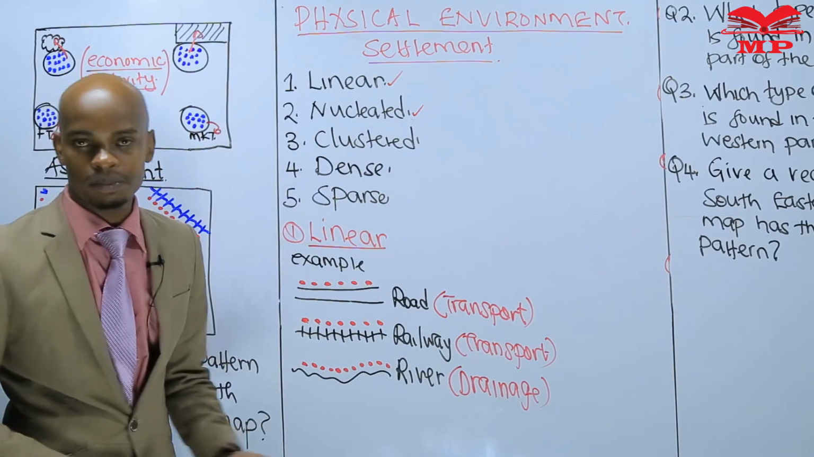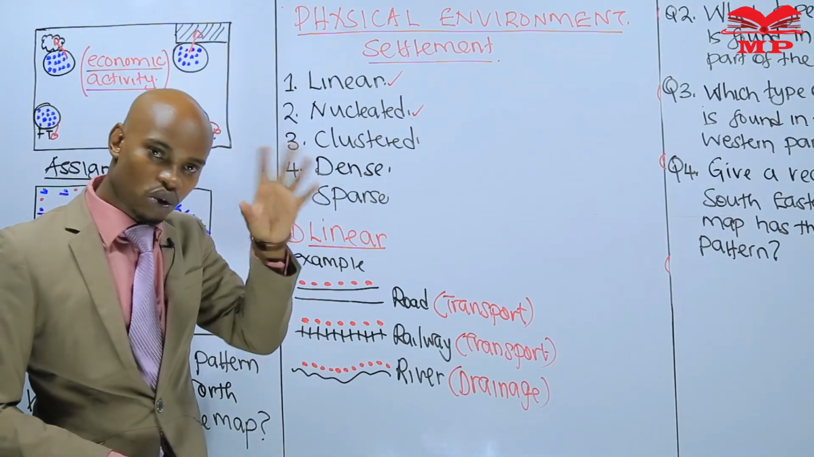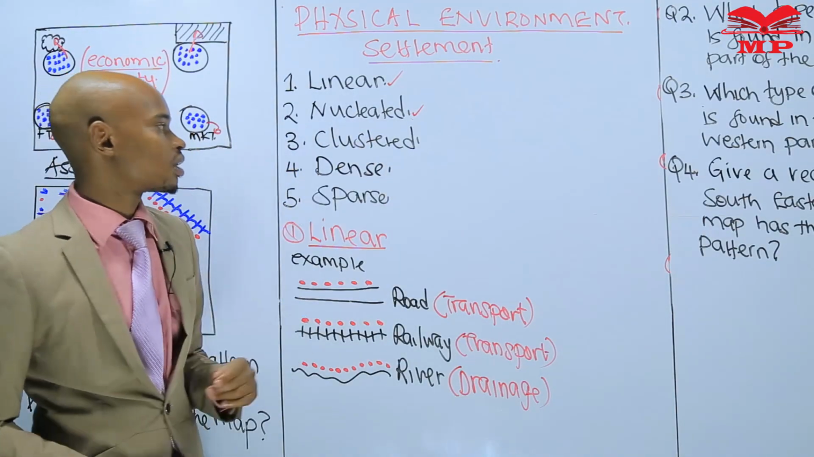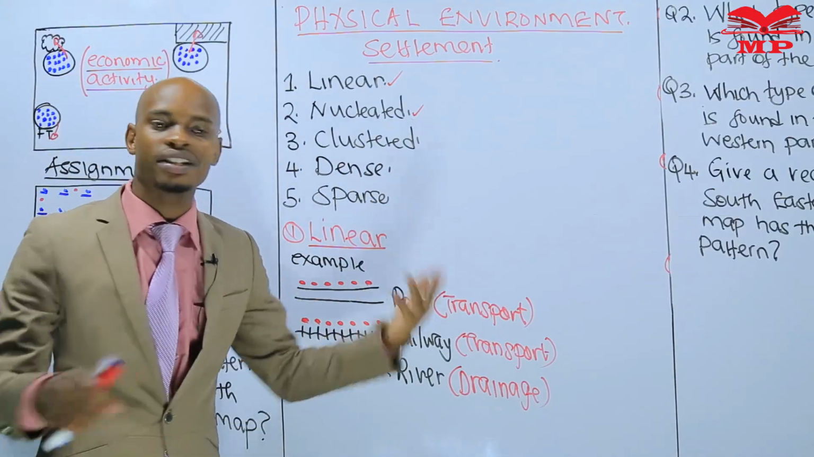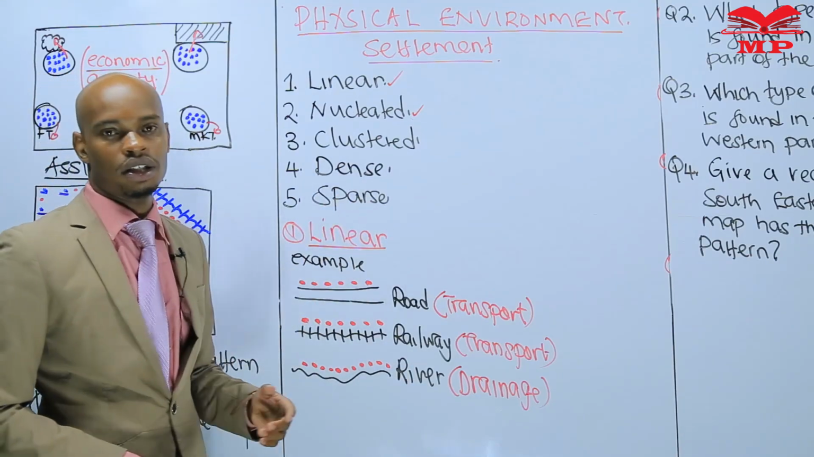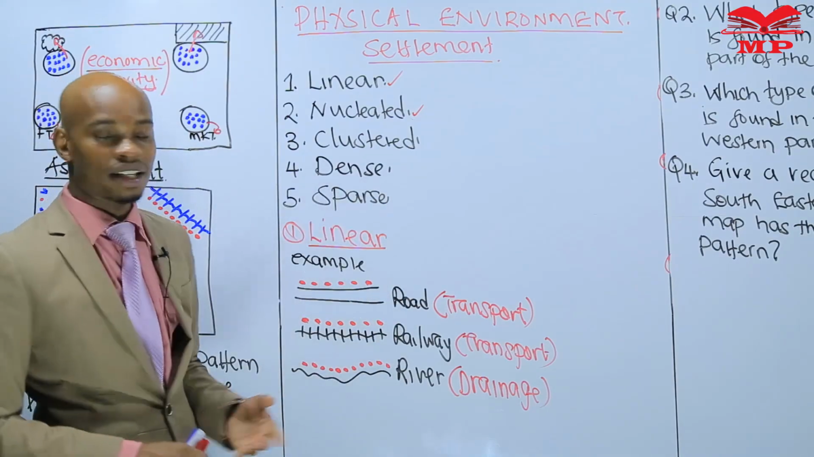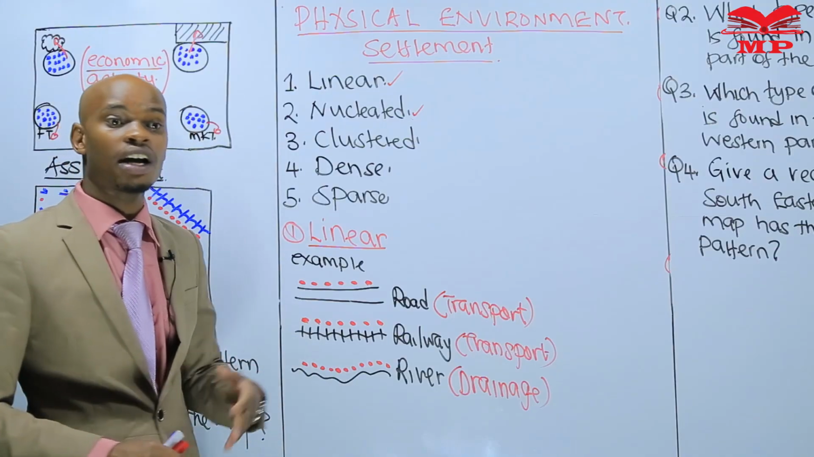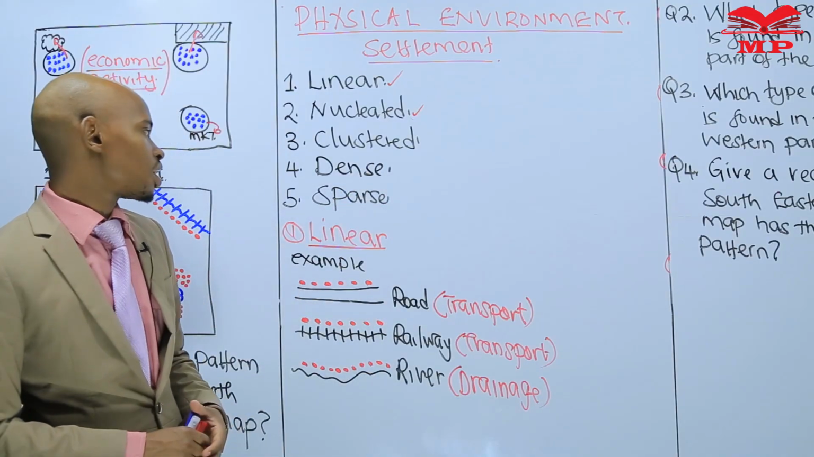We have talked about nucleated. And we have said nucleated is one single group, one single round kind of group. And if there are more than one group, they are 2 or 3 or 4 or 5 or 10, then we call that one clustered. And dense is where we have so many people living in an area and we have given reasons. Maybe that area receives high rainfall. Maybe that place has fertile soil. Maybe that place is in urban areas where we have numerous job opportunities. They will assume a dense population settlement pattern.